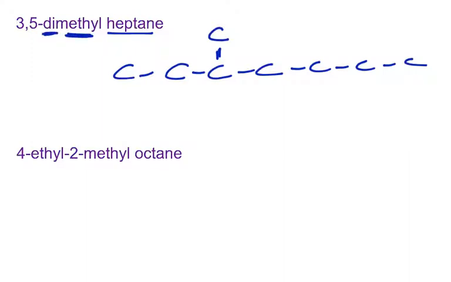So one is going to be at carbon number 3. We're counting from left to right, and we must continue with that. So carbon number 5 is over here. So we're going to put another carbon there as another methyl group. All right, and that's our 3,5-dimethyl heptane.